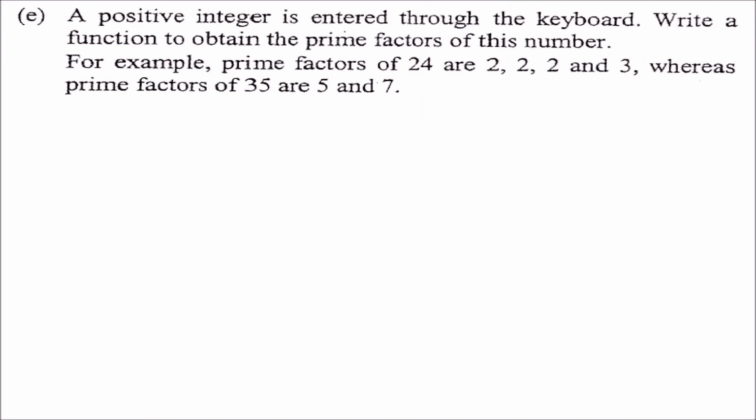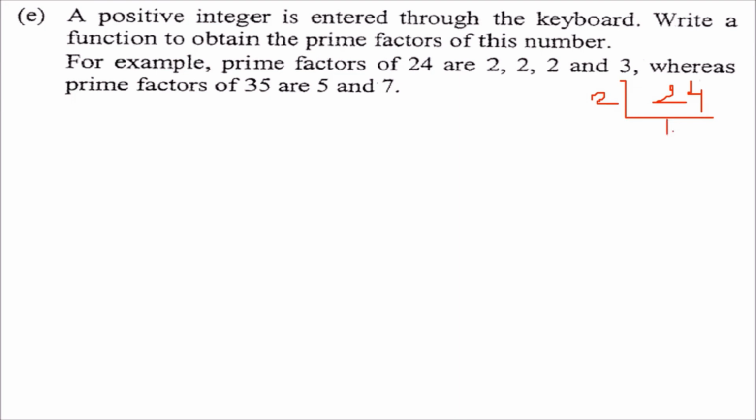A positive integer is entered through the keyboard. Write a function to obtain the prime factors of this number. The prime factors of 24 are what? 2, 2, 2, 3. 35 is also 5 and 7. Let me give you an example of 24 so that we'll use it there. What we do, we start with 2. So in the program also we'll start with 2.